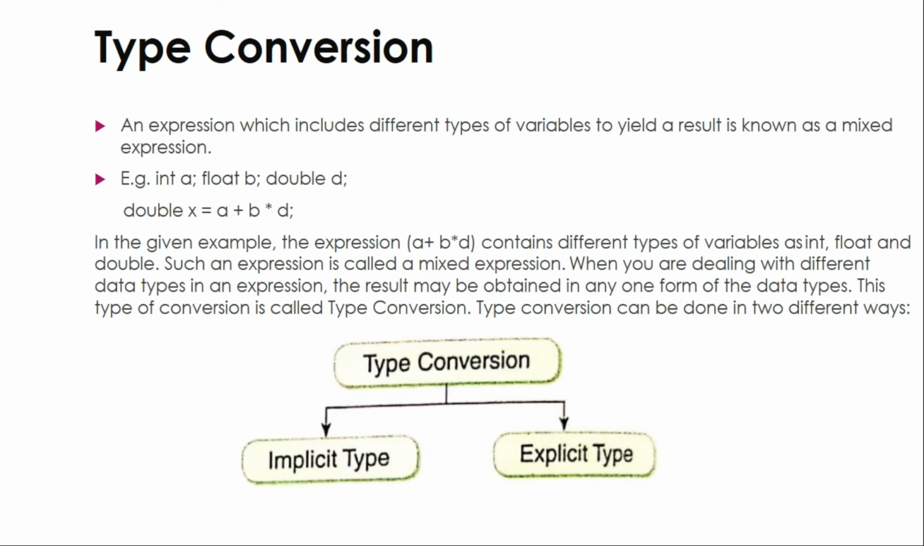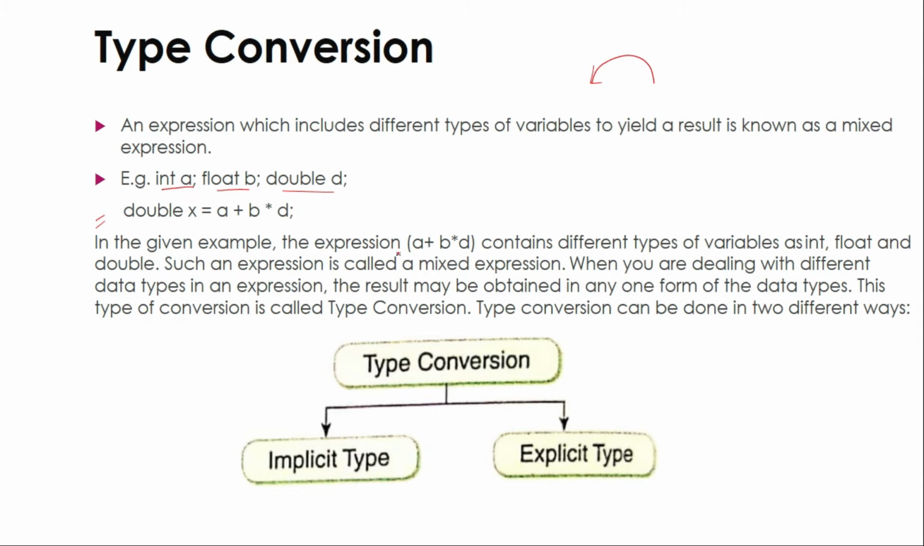Type conversion. Type conversion means basically conversion of one data type to another, like integer to double, float to integer, this way. An expression which includes different types of variables to yield a result is known as a mixed expression. For example, int a, float b, and double d. As you can see, all these three have different data types, and this is the expression: double x = a + b * d.